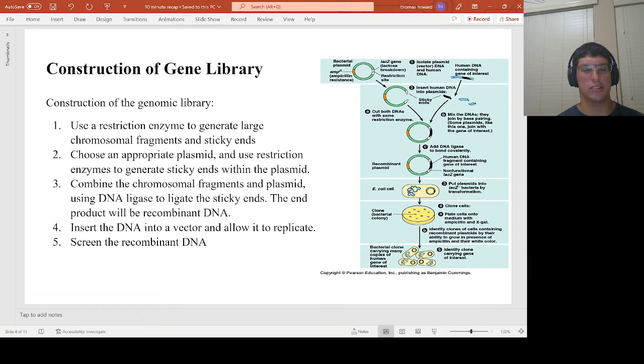This plasmid is then inserted into a vector such as a bacteria, and then this bacteria is plated and allowed to grow, and that's where we will get our many clones of our gene of interest through these cloned bacteria. After the plating and multiplication of the bacteria is complete, we would just have to screen the purify our product. So essentially, get the bacteria, take out the DNA, and we would have to screen for our gene of choice.